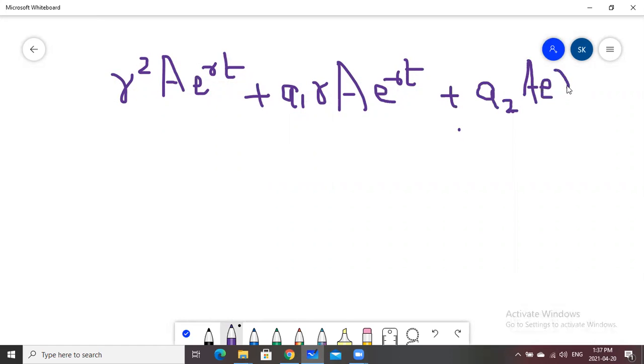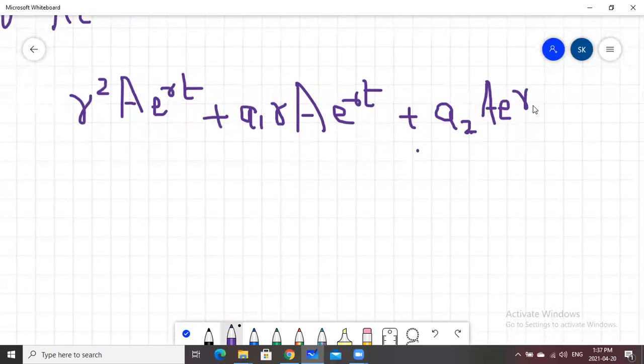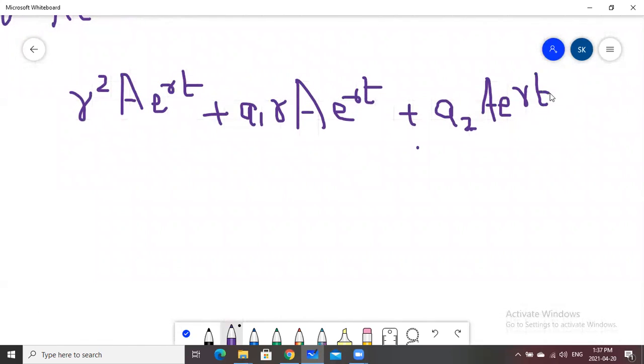So therefore a2 A e raised to power rt, and then in the end what we will get is that this whole is equal to 0, because this is the reduced form of the equation. The complementary function is the reduced form of the equation. A e raised to power rt is found in all these three terms, so we will take it as common.